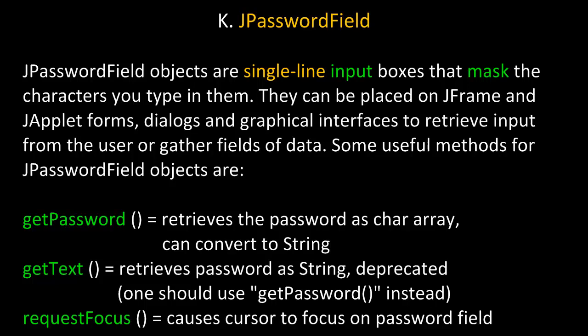The next Swing component we'll examine is the JPasswordField. JPasswordField objects are single-line input boxes that mask the characters you type into them. They can be placed on JFrame and JApplet forms, dialogues, and graphical interfaces to retrieve input from the user or gather fields of data. Some useful methods for JPasswordField objects are getPassword, which retrieves the password as a character array, which you can then convert to a string; getText, which retrieves the password as a string, although this method has been deprecated and one should use getPassword instead; and of course requestFocus, which causes the cursor to focus on the password field.